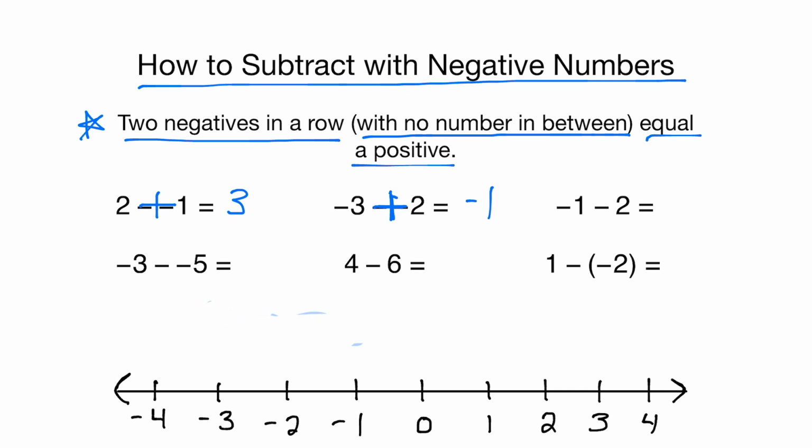Okay, next we have -1 minus 2. So we start at -1 and it's a subtraction. So we again face to the left. And since 2 is a positive number, we're going to go forward 1 and forward another 1 to -3.